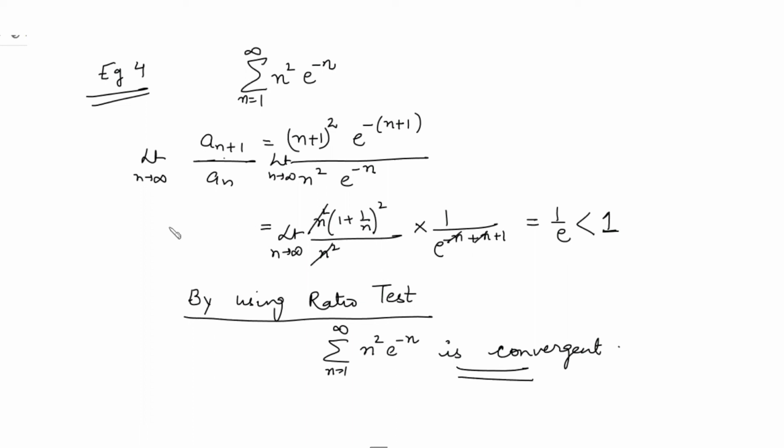So in this way we can apply the ratio test. Whenever we have a positive term series, we just take the ratio of the (n+1)th and nth term. If it is less than 1, the given series is convergent. If it is strictly greater than 1, then the given series is divergent. And for equal to 1, this test fails. So in that case we have to apply some other test.